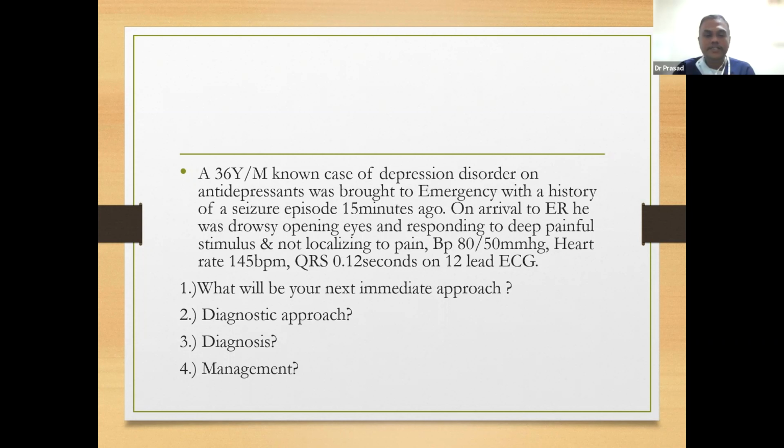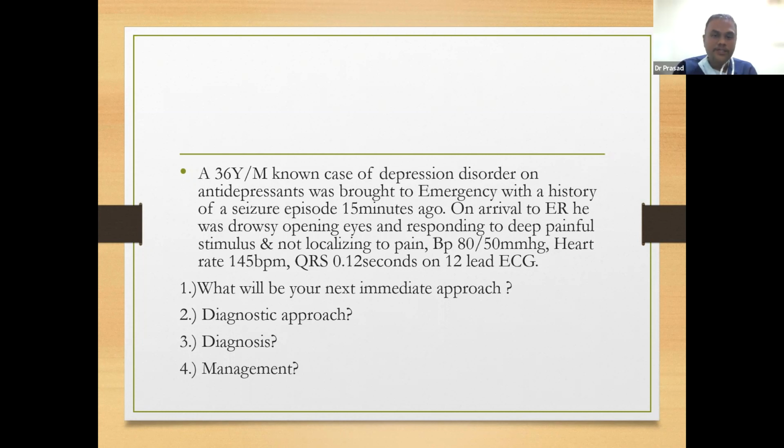So already we have discussed what will be our immediate approach, that is airway, breathing, and circulation. Because his sensorium is not appropriate, you would like to protect his airway first, then breathing, maintain the oxygenation, and also for hemodynamic circulation, we would secure 2 large bore IV cannulas, appropriate fluid resuscitation. If still unstable, then start on vasopressors, preferably norepinephrine.